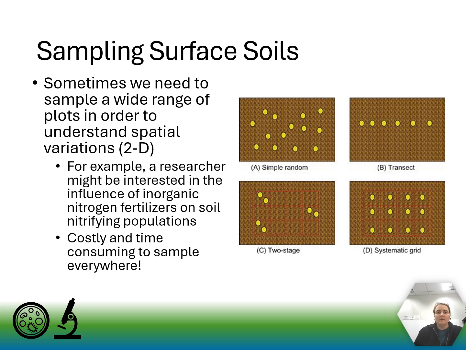But many times when we're sampling surface soils, we need to have a strategy to understand what we call 2D spatial orientation variations. So all the pictures on the right show you different ways of thinking about how to take a sample. This one right here, A, is called a simple random, where you take random samples. B is called a transect, where you find a specific line and go across that line to see variations along it. You can do two-stage sampling, where you make a grid and take two samples within each square of the grid, or you can do a systematic grid, where you take a sample within each of those.